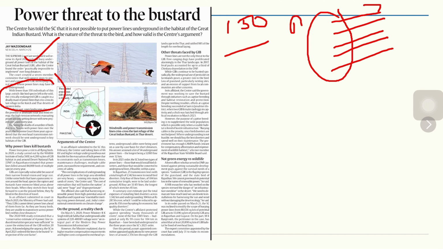Following the deaths of a number of birds due to collision with power lines over the years, the top court, 3 years ago in 2021, ordered that the overhead transmission network should be sent underground. Power lines actually pose a risk to all flying birds.